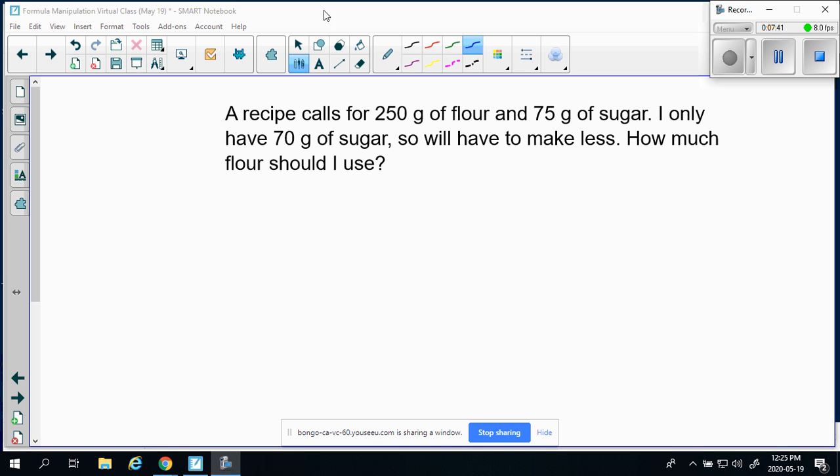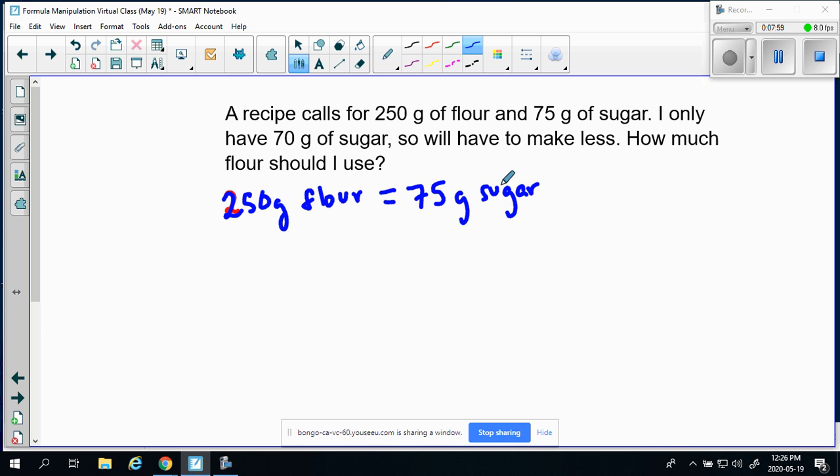So the situation is we are supposed to use 250 grams of flour. And we are supposed to use 75 grams of sugar. So here is the conversion factor that we're going to be using. But I only have 70 grams of sugar. So I'll have to use less flour in order to just make less stuff. So how do we set this up?